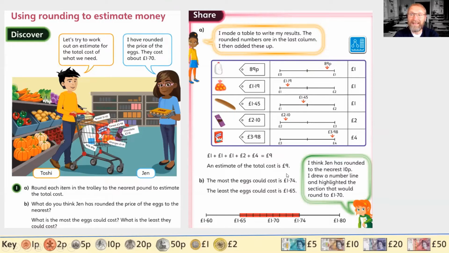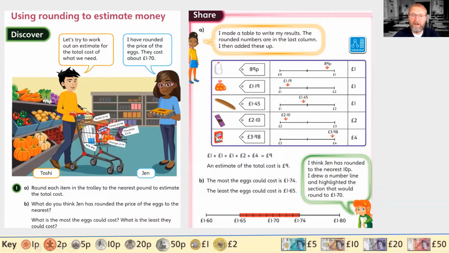So now we can estimate the total cost. £1 plus £1 plus £1 plus £2 plus £4 is £9. So we've added together all the rounded amounts.